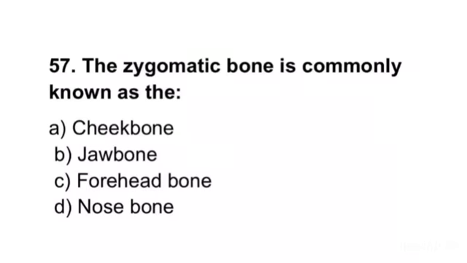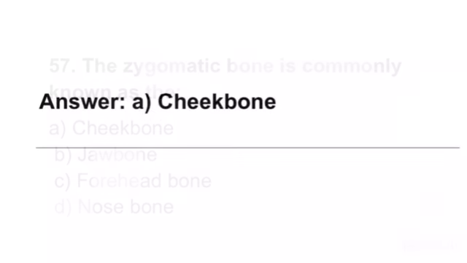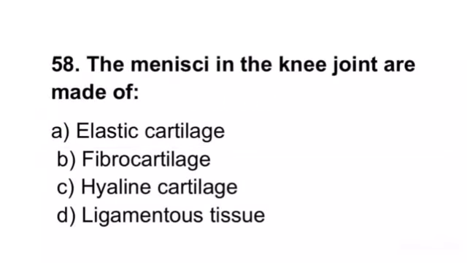57. The zygomatic bone is commonly known as the A. Cheekbone. B. Jawbone. C. Forehead bone. D. Nose bone. Answer, A. Cheekbone.